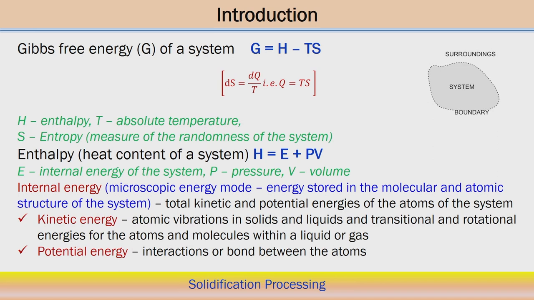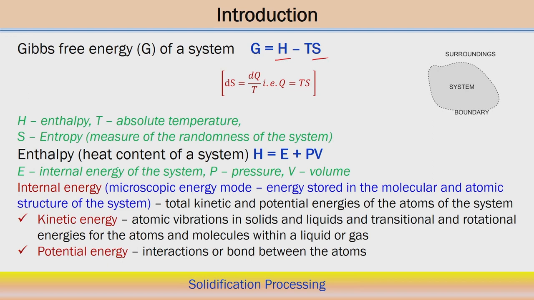Now, here we'll try to look into the Gibbs free energy of a particular system. So, Gibbs free energy of a system is G equal to H minus TS. H is the enthalpy of the system, and TS is the entropy term, where T is the temperature of the system.